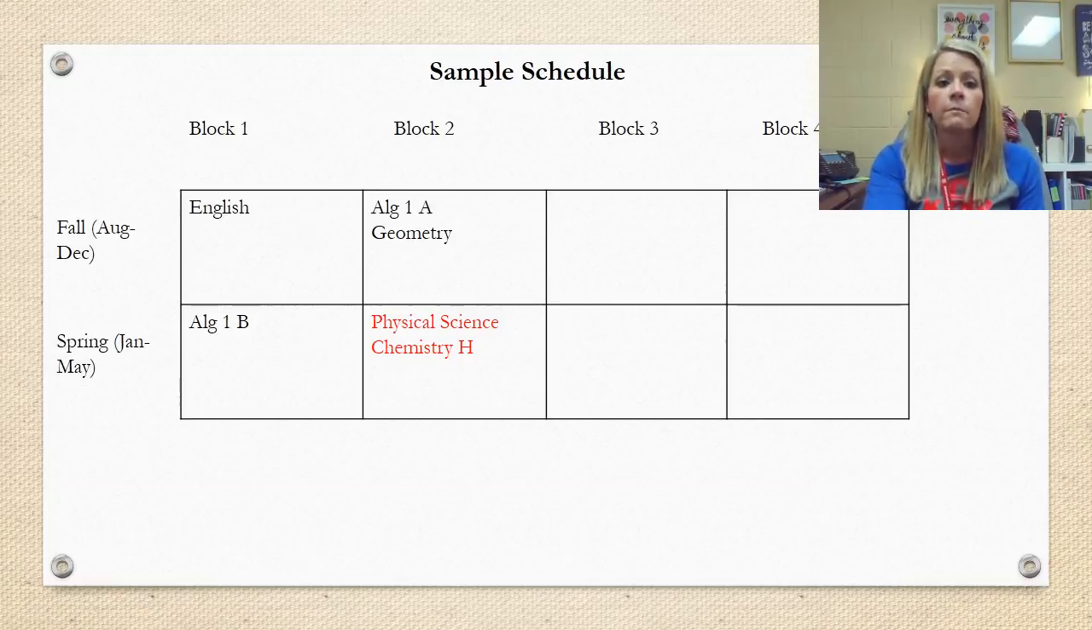So far, we have English, we have Algebra 1A and Algebra 1B down here in the spring, or you have geometry. You're either going to have physical science or chemistry honors, depending on your TVOS score. So already, out of the 8 classes, we have 3 to 4 of them already filled in with required classes. So you see, it's not as complicated as you might think.